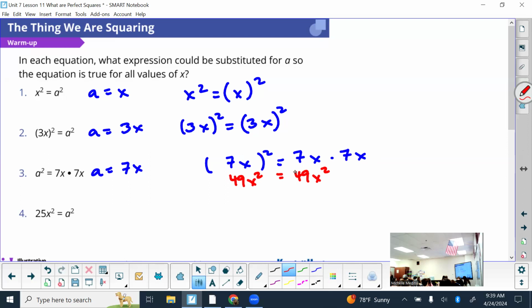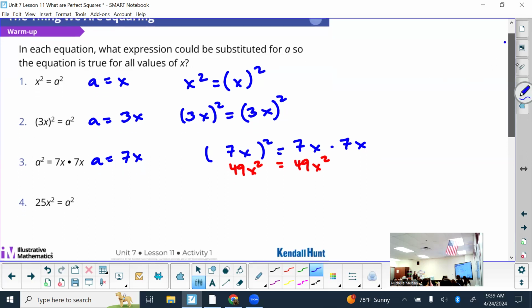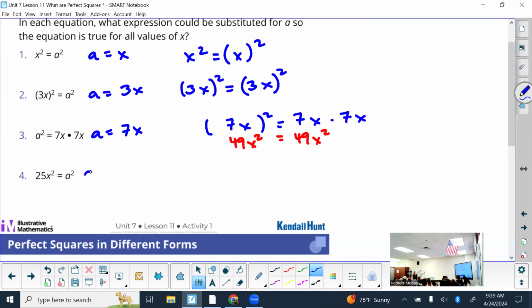Okay. Let's see, table 6. What about the last one? What does A have to be in the last one? Okay, let's see. So on the left side, it was this. If I plug in A, I'm going to use parentheses because that's what you're supposed to do when you plug stuff in.